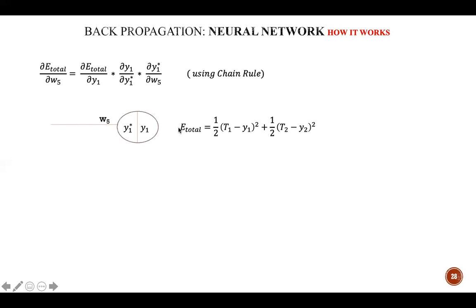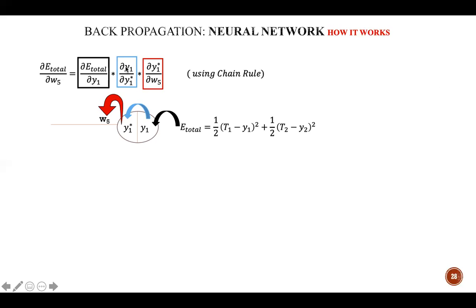Now, what is E total? This was the equation for the E total that you have seen before. So I want to backpropagate this into Y1. Using E total and Y1, I will calculate this one. Using Y1 and Y1 star, I will calculate this ratio here. And using Y1 star and W5, I will calculate this one.